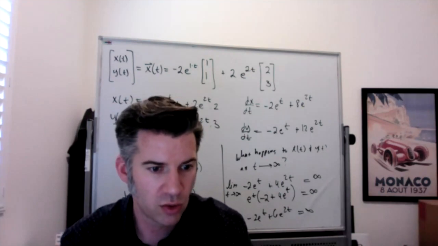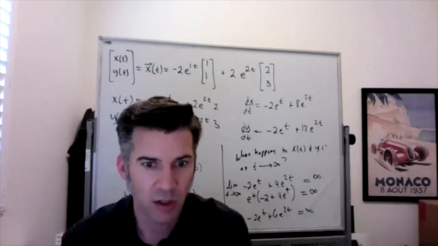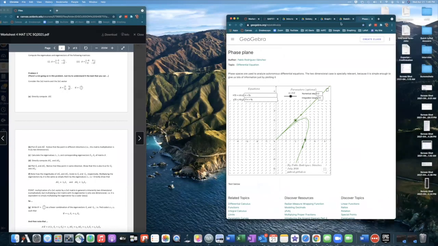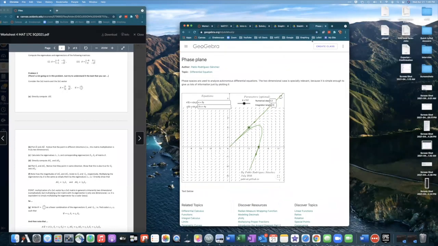So yeah, let me share this one. I use the GeoGebra phase plane, which is definitely linked in Canvas, I think on the modules page. The cool thing about this, I plugged in my equations, negative x plus 2y and negative 3x plus 4y: x prime is equal to that, y prime is equal to that.